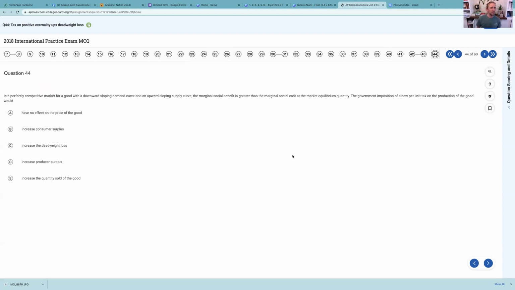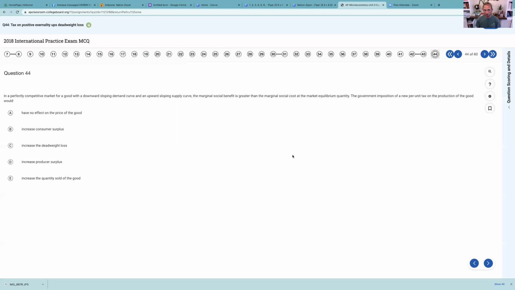44, in a perfectly competitive market for a good with a downward sloping demand curve and upward sloping supply curve, so normal supply and demand, the marginal social benefit is greater than the marginal social cost. The government imposition of a new per unit tax on the production of the good would do what?